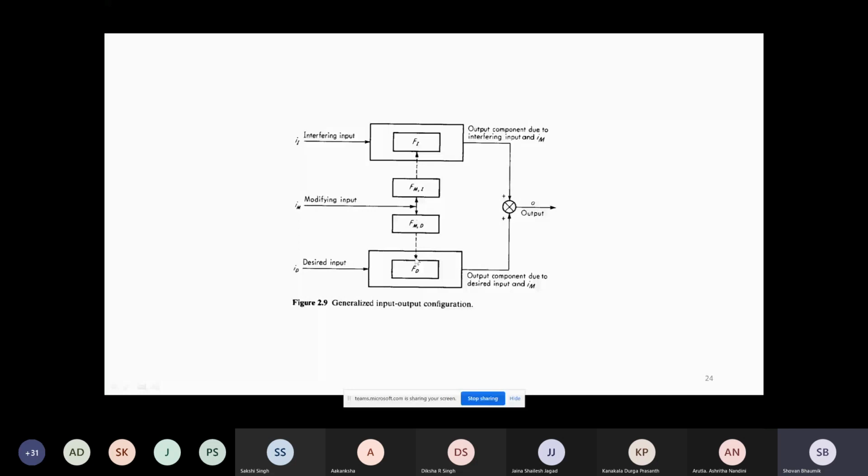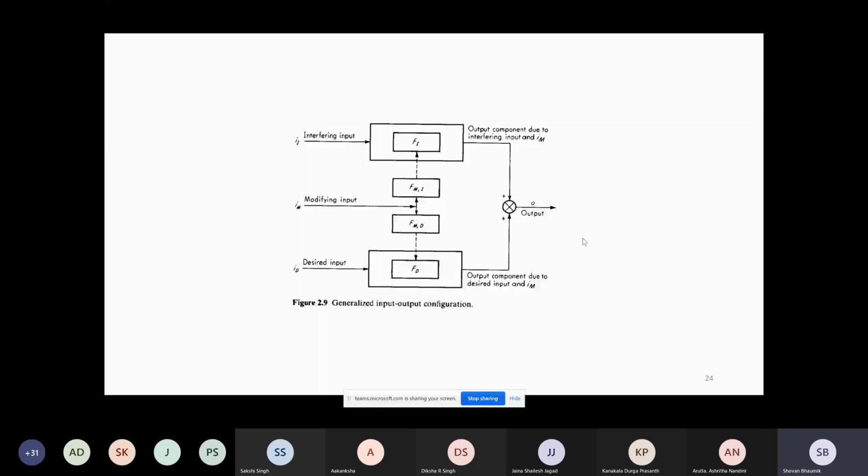Now see what output you are getting. Output is the sum of all these three. You are getting the output for the desired input, the output for the modifying input, and the output for the interfering input. So all the things are combining together and you get the output for all three. What happens? You want the output only for the desired input, but you are getting output for the modifying input as well as the interfering input, which is not desired. So you are getting something absurd, some output which is not exactly related to your input. Here is the problem.